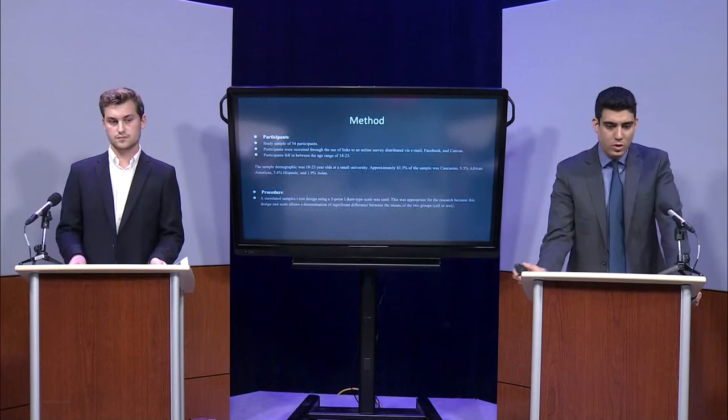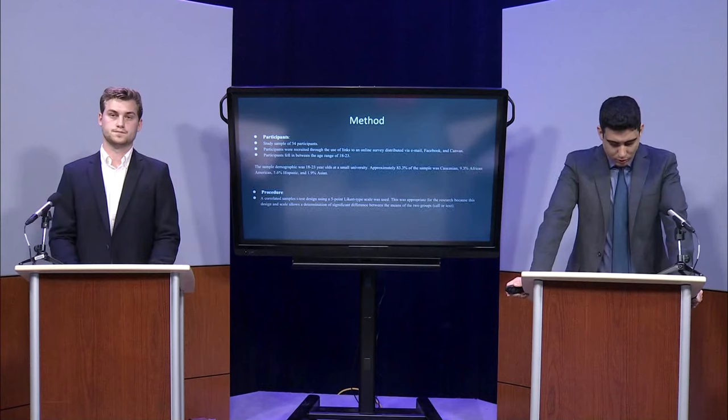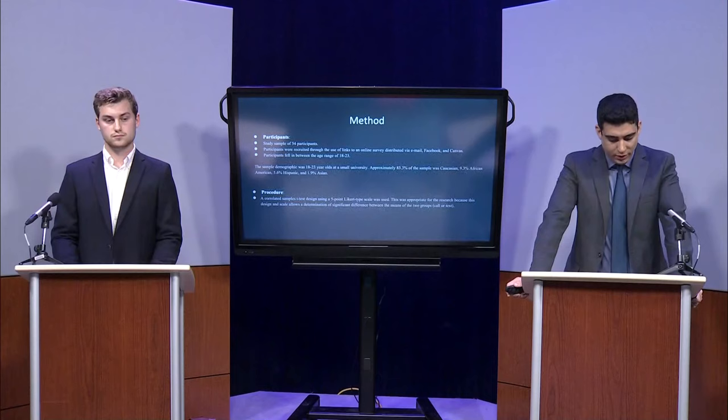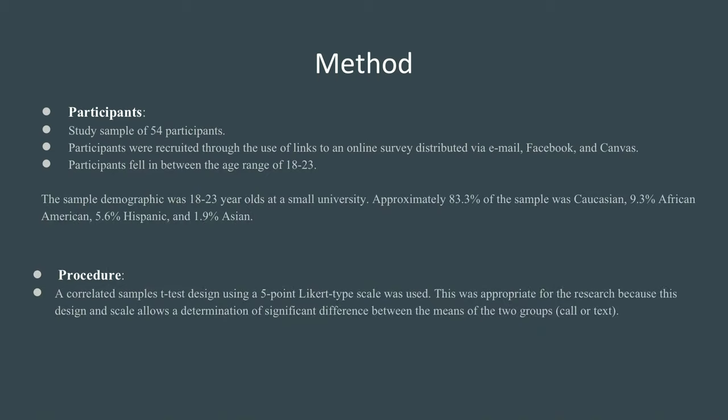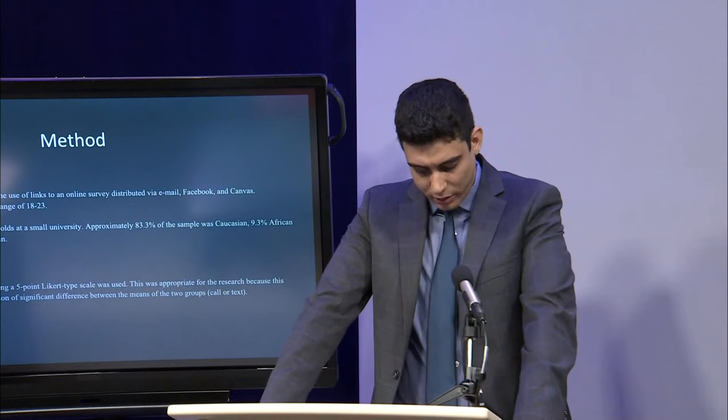For our method, a study sample of 54 participants were recruited through the use of an online survey distributed via email, Facebook, and Canvas. Participants were between the ages of 18 to 23, and the demographic distribution was 83% Caucasian, 9.3% African American, 5.6% Hispanic, and 1.9% Asian. A correlated sample t-test was used, and a Likert-type scale was used.